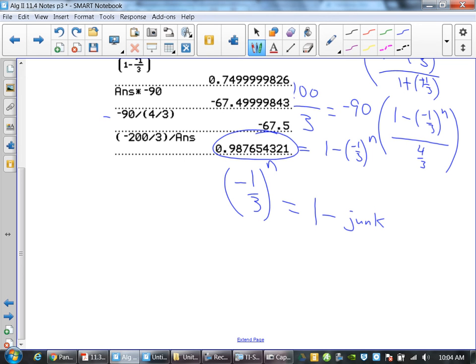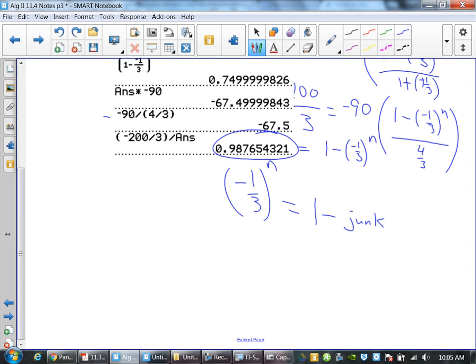Now, here's the problem. I can't log base with a negative, can I? What does my exponent have to be in order for it to make it work from a negative to give me a positive solution? Is my exponent going to be even or odd? It's going to be even. It has to be even. Because if I have a negative value to an even power, it's going to be a positive value.